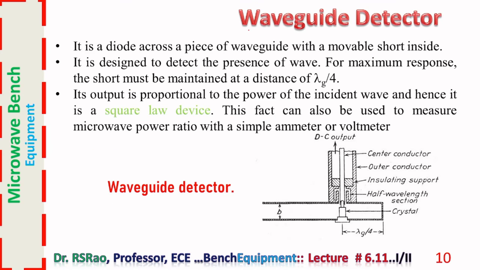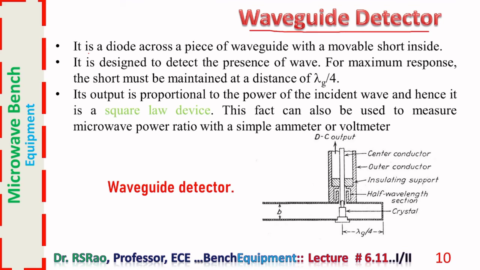Some more points regarding another device, the waveguide detector. What is the purpose of the waveguide detector? Waves are not visible to human eyes. Then how to know the presence or absence of a wave in a waveguide? The waveguide detector gives information regarding the presence or absence of a wave.